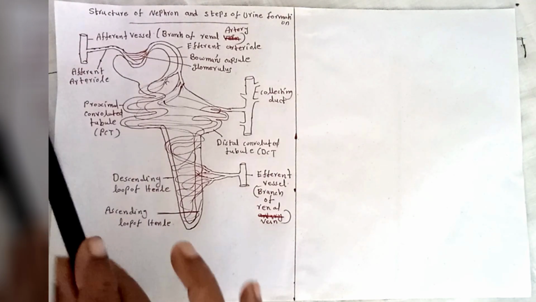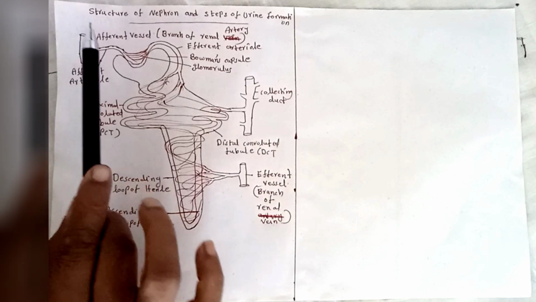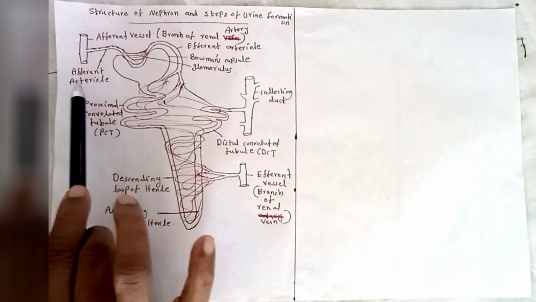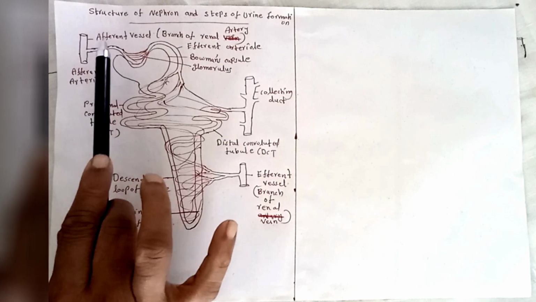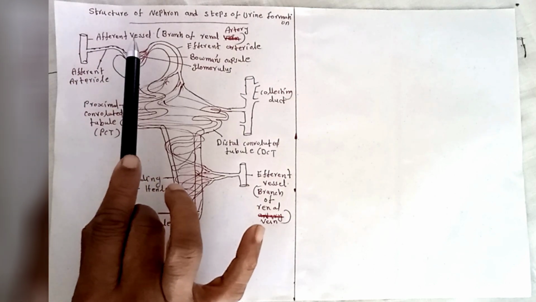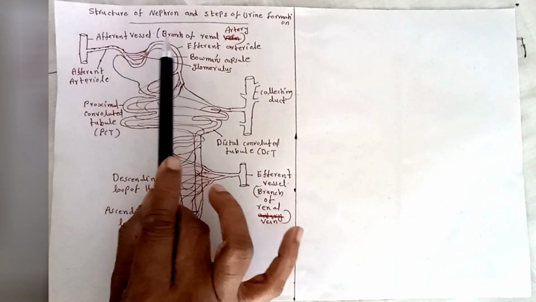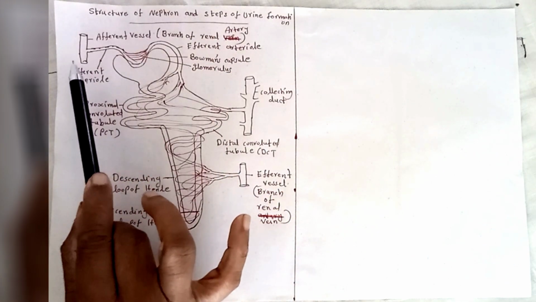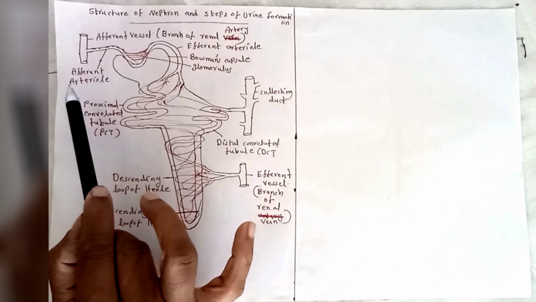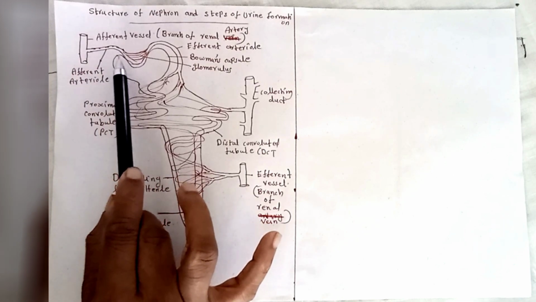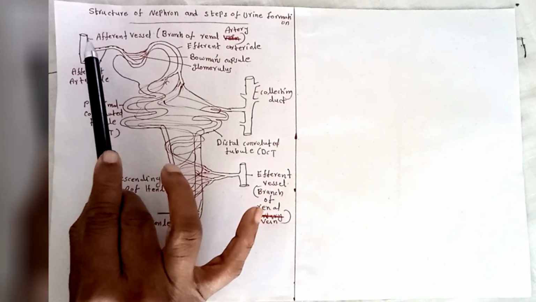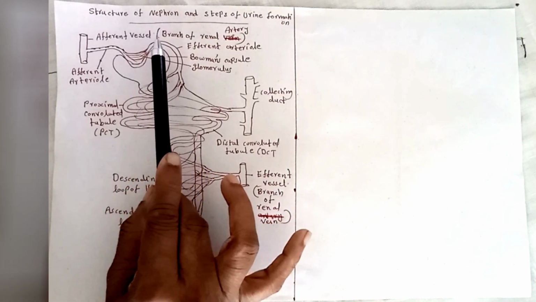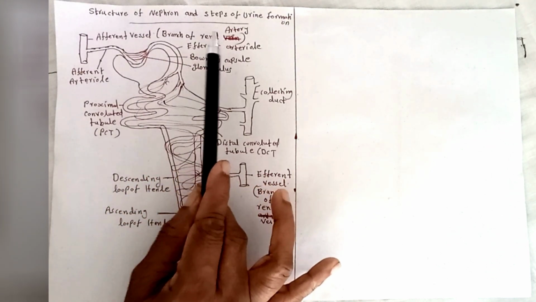The blood circulatory part starts from the afferent arteriole. The afferent arteriole is a branch of the afferent vessel. The afferent vessel is a branch of the renal artery. That means the afferent vessel is the branch of the renal artery.